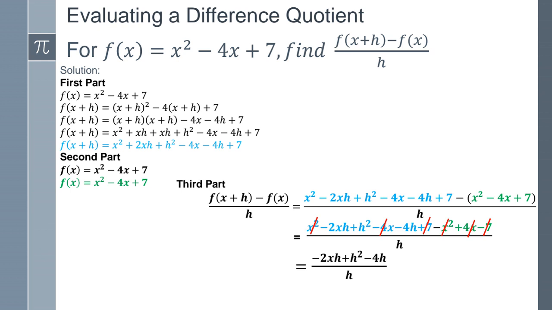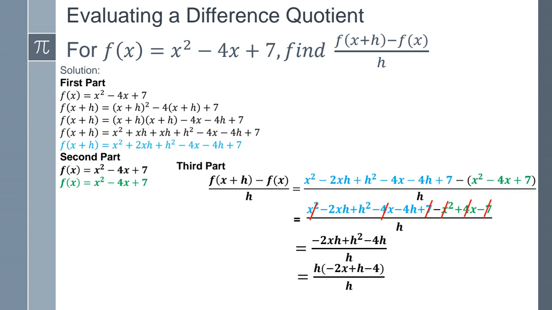Now let me see how we have it here. So yes, for me, this is the ideal way to do this. Since the numerator has 3 terms and all 3 terms share a like term, which is the h, I'm going to factor that h out. So when I do this, now it's easy to see that when I divide h by h gives me 1, my final answer is just minus 2x plus h minus 4.